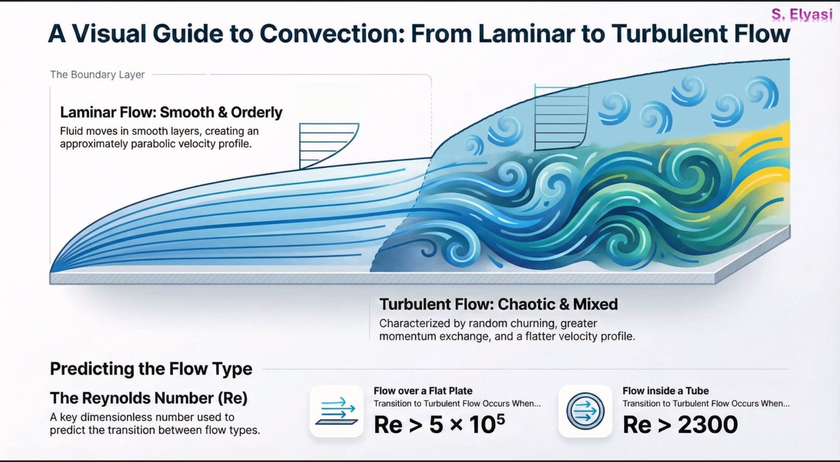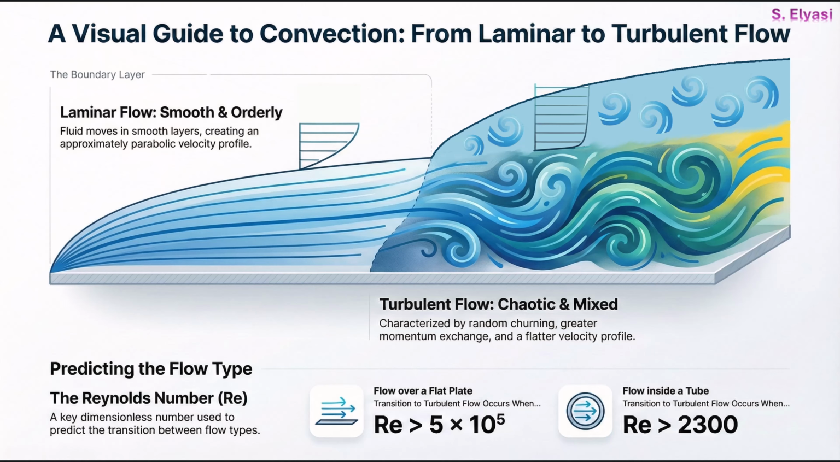Okay, first up, you've got to know the 2 basic types of flow. On one hand, you have laminar flow. Think of it as smooth and orderly, the fluids moving in these neat, parallel layers. But then you have turbulent flow, and that's the complete opposite. It's chaotic and messy, with all these random swirls and churns.